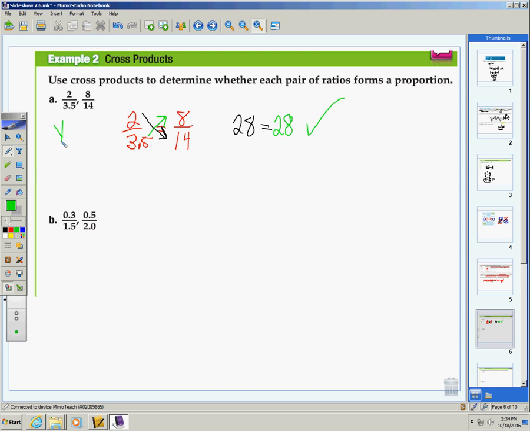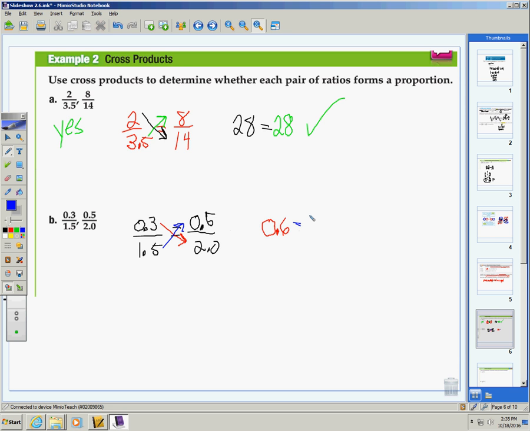And this is much nicer than doing it the way that we did in example 1. I much prefer this method. It's a lot easier. So here I want to see if 0.3 over 1.5 equals 0.5 over 2. Well, if it did, then I would know the product of the extremes, 0.3 times 2, which is 0.6, would equal the product of the means. And when I do 0.5 times 1.5, I do not get 0.6.